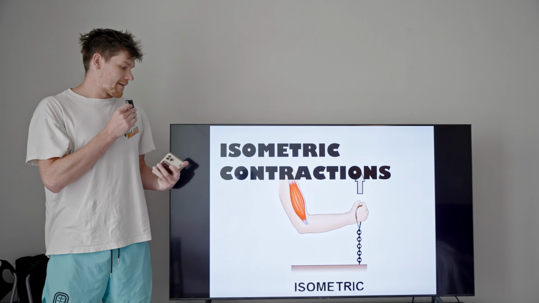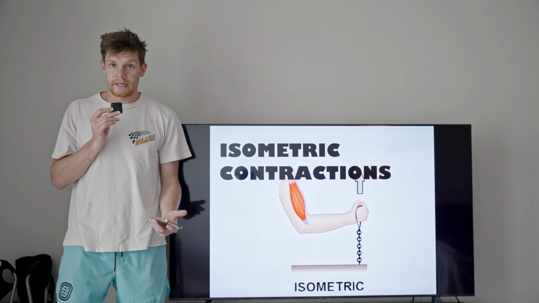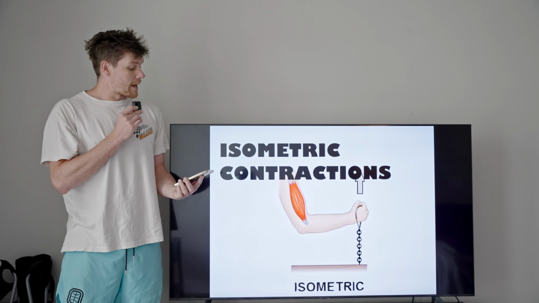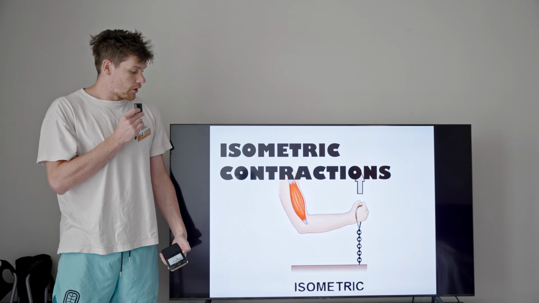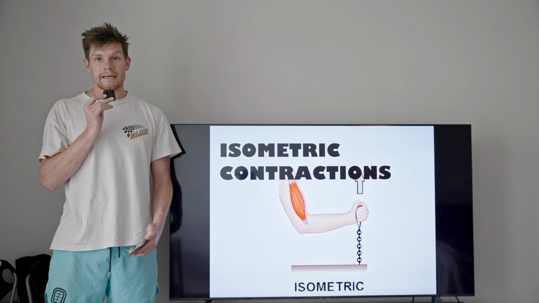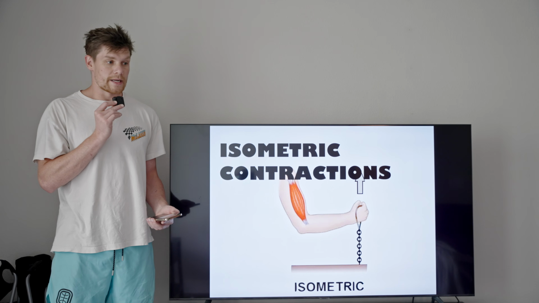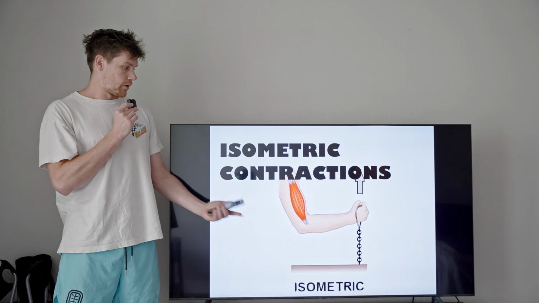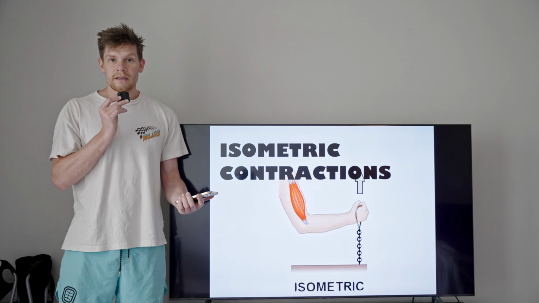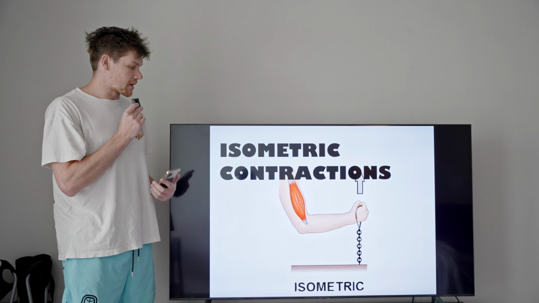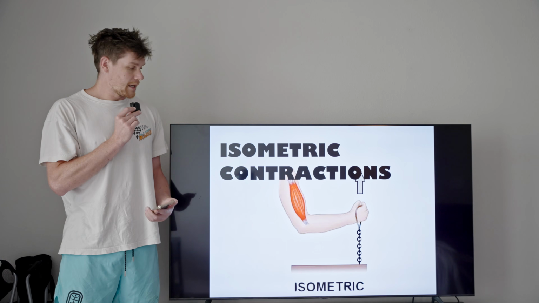And then lastly, we have an isometric muscle contraction. An isometric muscle contraction is when there is no change in the length and the tension in the muscle can change. So if you are doing, say, a wall sit, or in this case, he's pulling a chain from an anchor, that is an isometric muscle contraction, okay?